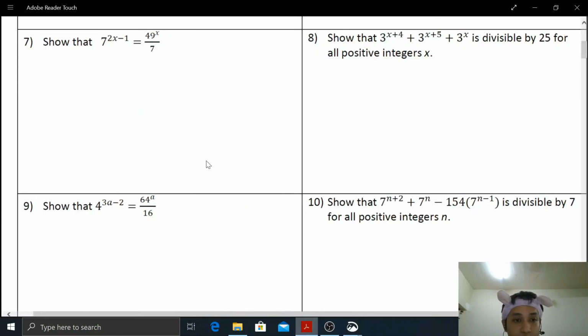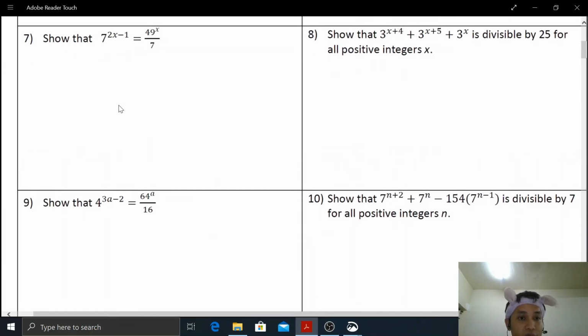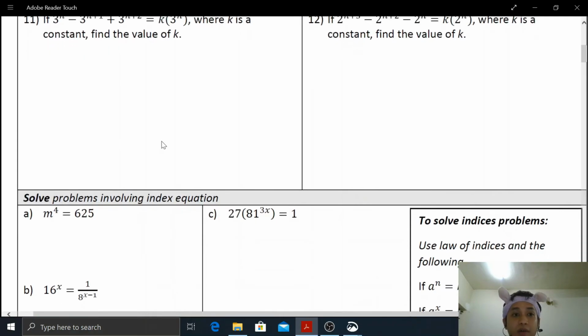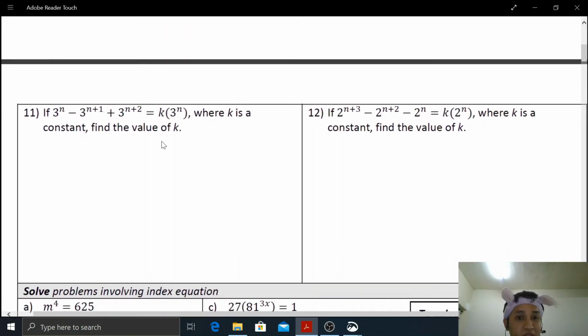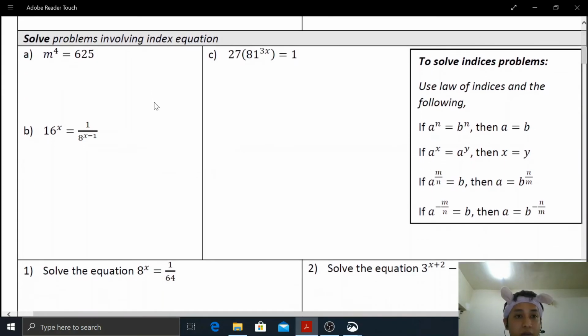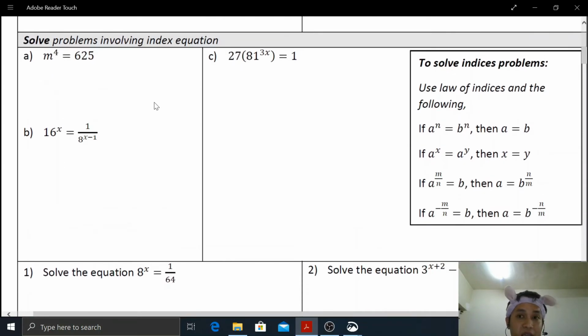If they ask you to show, for example, that this one is the same as this one, it's also the same thing, you just need to work it out. Since this one is 4 to the power of 3a minus 2, it will be 4 to the power of 3a divided by 4 squared, and then you try and rearrange it so that you get it like this. So that is question 7, simplification. There are some questions that are slightly tougher. Never mind, you can try first. If you don't understand, you can just ask me. So those are the simplification of indices.